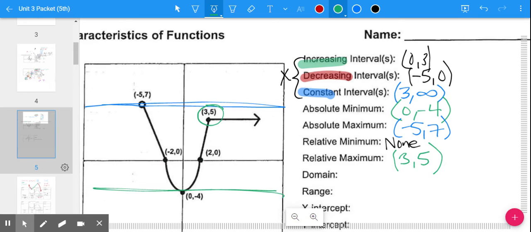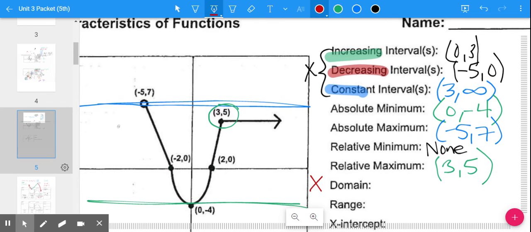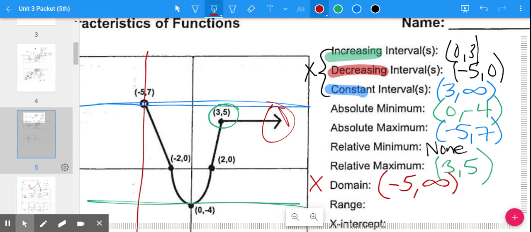Okay, domain, those x values. So how far to the left does this go? It goes to right here. So we have -5 on the left side. Now, because it's an open dot, it doesn't actually touch -5, it just gets close to it, so we use a parentheses. On the right side, we have an arrow, which lets us know it's going towards the positive numbers for infinity. Again, you don't touch infinity, so it's a parentheses.